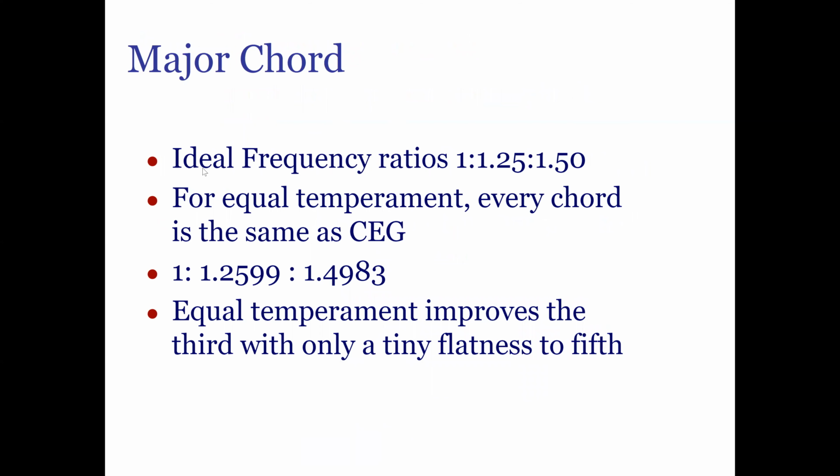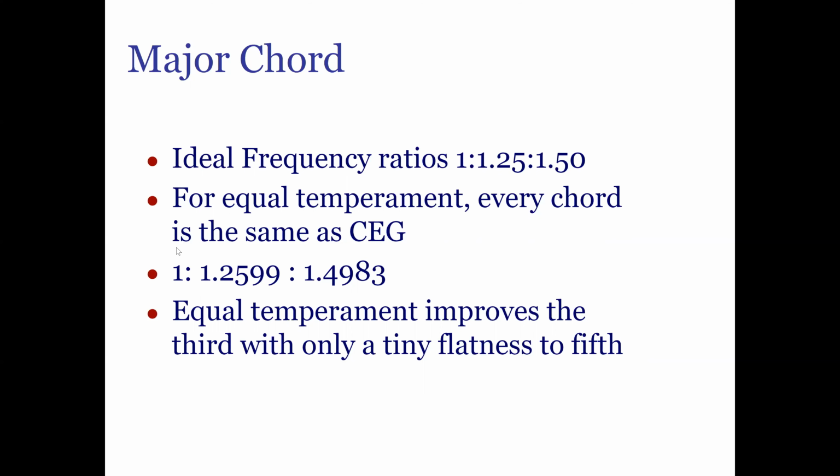So going back to our major chords, ideally it's 1 to 1.25 to 1.5. Every major chord in equal temperament is going to have the exact same 1 to 1.26 to 1.4983 ratio. So C, E, G, that's going to have this ratio. F sharp, up a fifth and up a third and up a fifth, that's going to give us the same ratios for an F sharp.